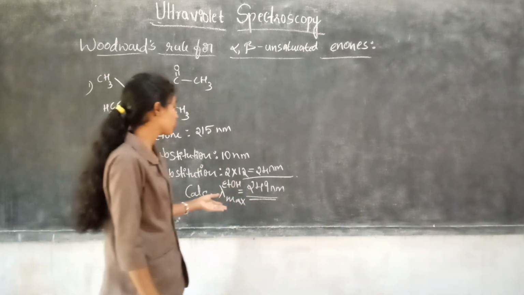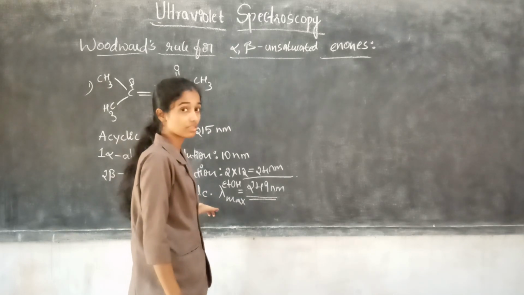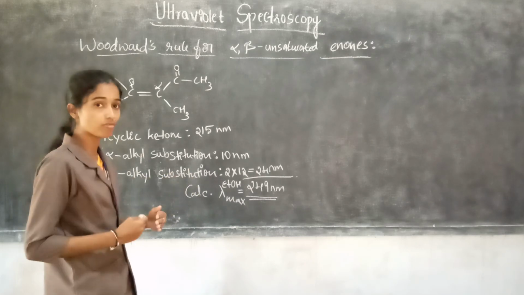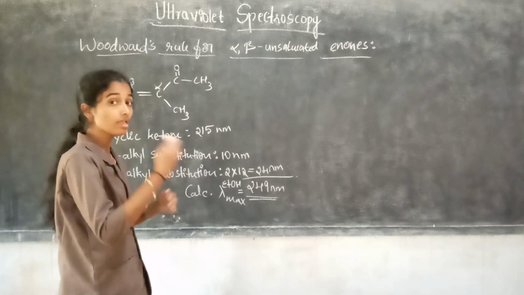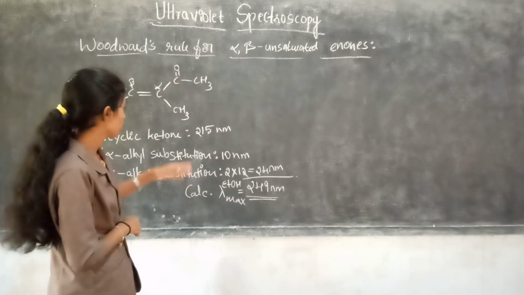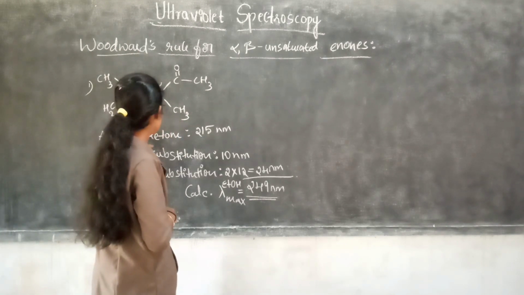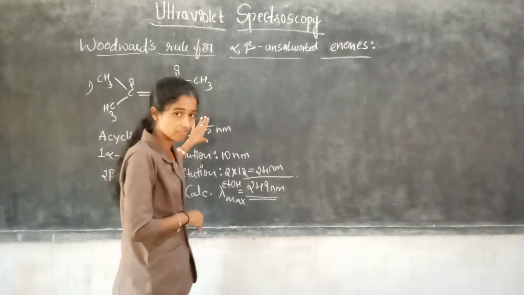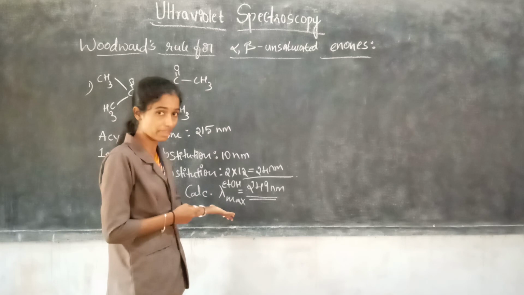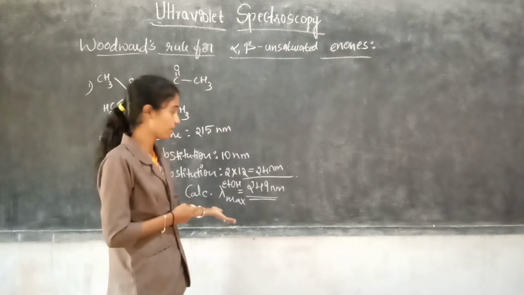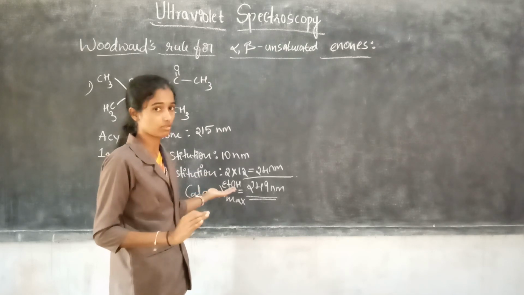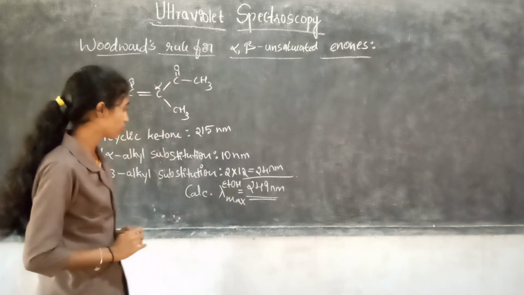Why are we taking ethanol as the solvent? I told in the previous class that depending on the solvent there will be an addition or a subtraction of value in the base value. The total calculated absorption maxima will vary depending on the solvent, whereas in case of ethanol or methanol there will be zero variation.